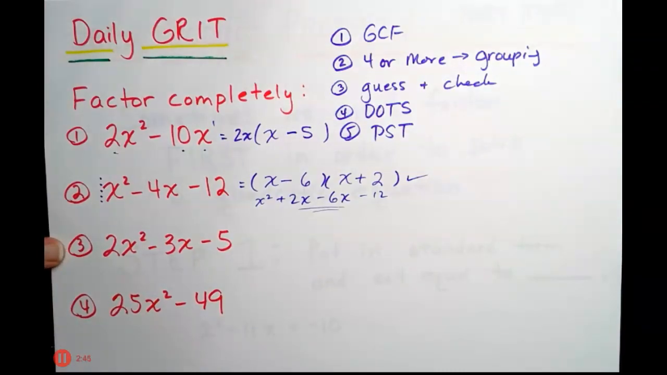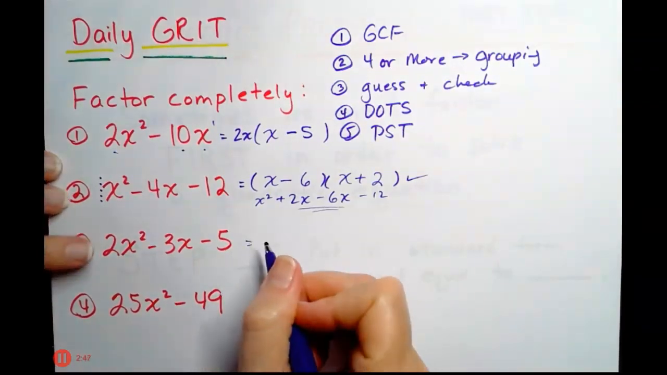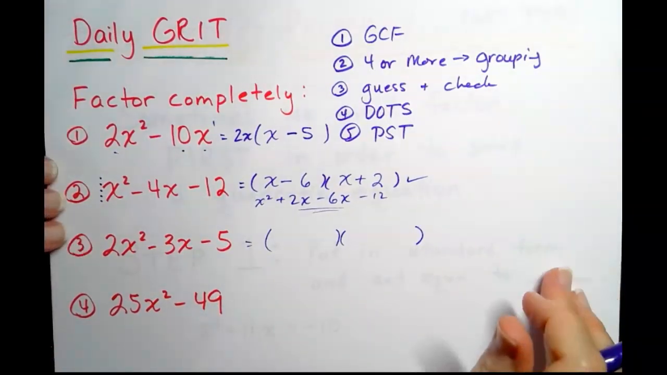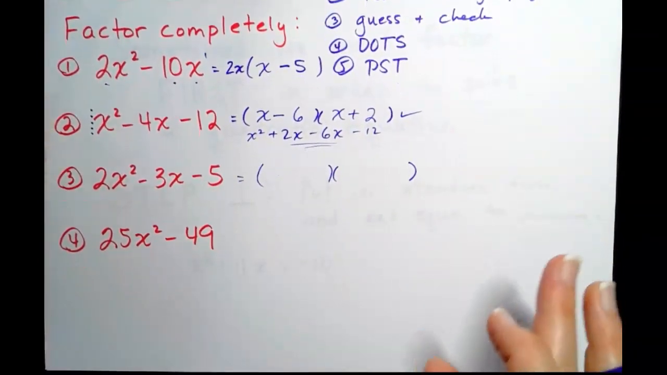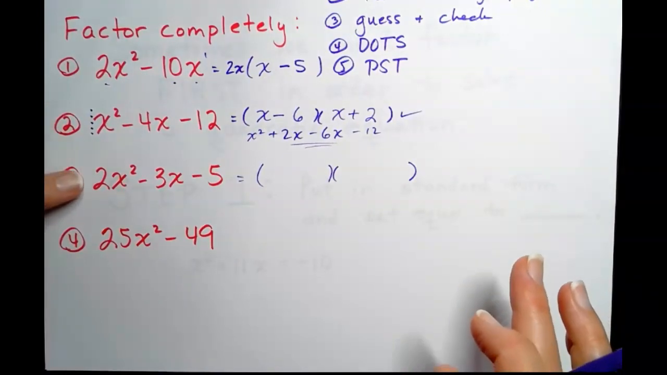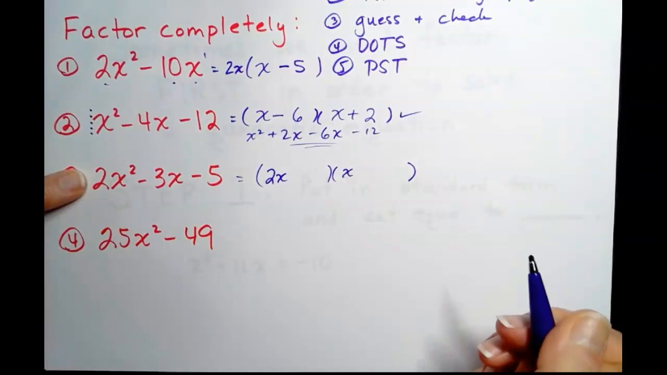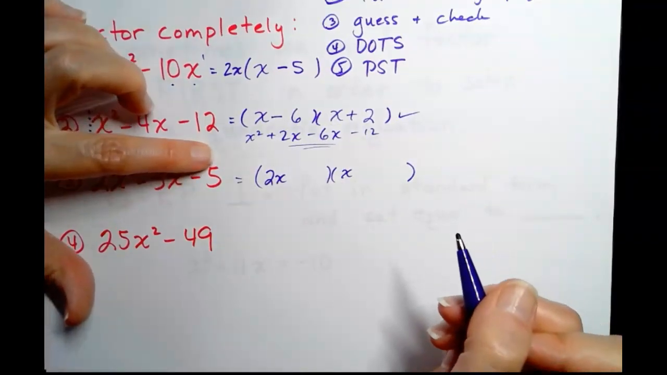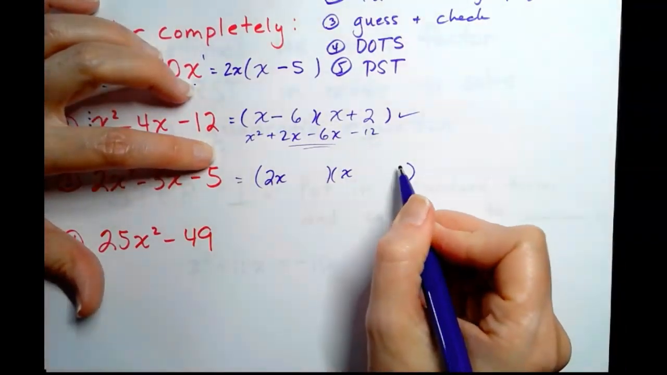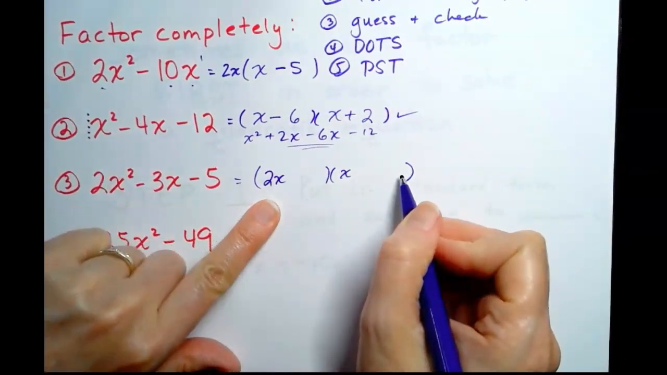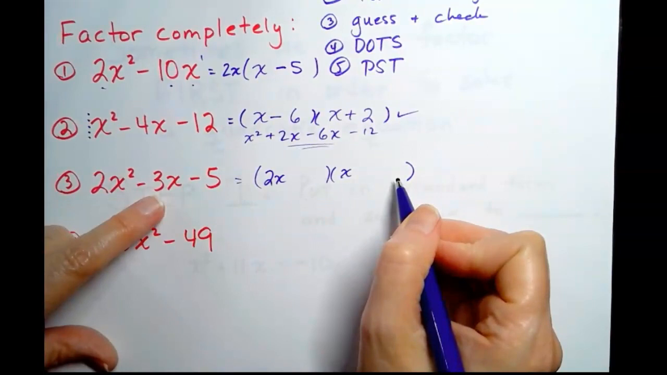Number 3 is a guess and check. There's a 2 up front, so not as cut and dried as the last one, but we're going to make a guess and then we're going to check it. The good news is it's 2, so 2x and 1x. And then we need a 5. Now, if we put a 5 here, when we do our outers, it's going to give us a 10, which is pretty far away from 3.